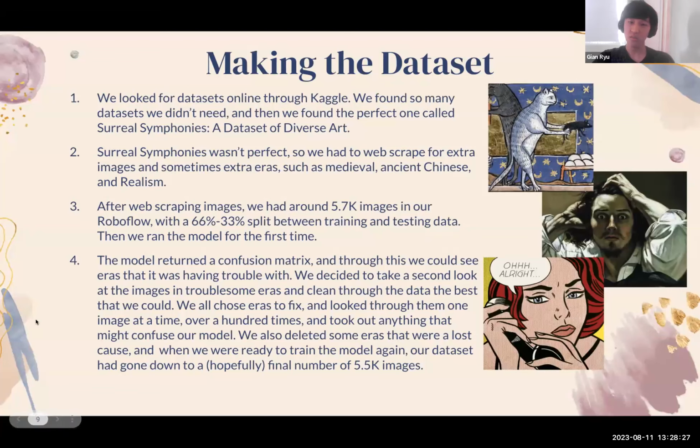Testing data is the data we use to test the AI to see its accuracy, and training data is the data we use to train the bot itself. The model returned a confusion matrix after the first run, which allowed us to see which eras it was messing up with and allowed us to take a second look at them. And then after we went through them, we scrubbed through them, we took out any images we didn't like, we ended up with 5.5K images.